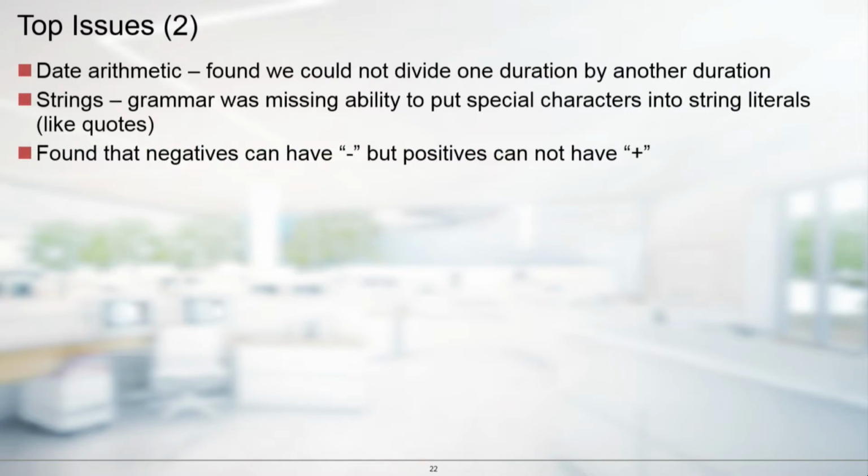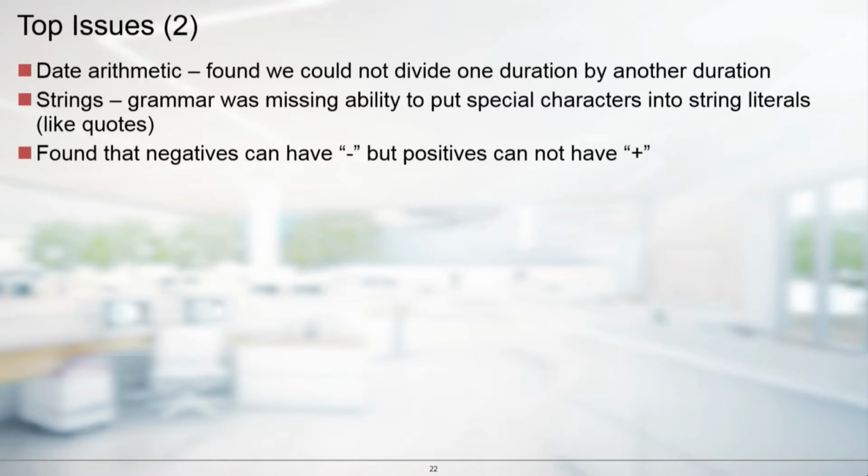Oh, we found some problems with the date arithmetic. We found that you couldn't divide a duration by another duration. Seems like the kind of thing you'd want to do. It looked like a spec oversight. We submitted that back to the RTF and said, please address this. Strings had no way to put special characters in them. You could put special characters in identifiers and some other things, but you couldn't put them into strings.